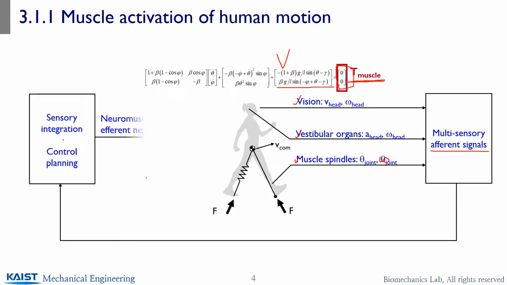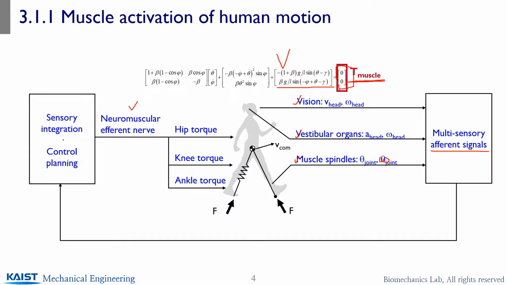So by comparing those, the brain could generate the neuromuscular efferent signal to the muscle. So each muscle at each joint, like ankle, knee, and hip, or the other limbs, are contracting, and then produce the forces and the torques, so that in turn develop the motion in terms of Newton's physics, the dynamics law, F equals ma.